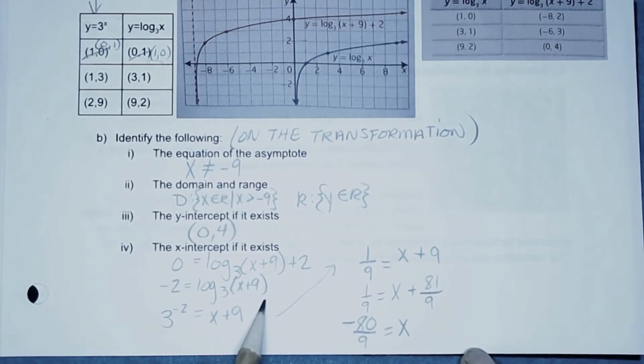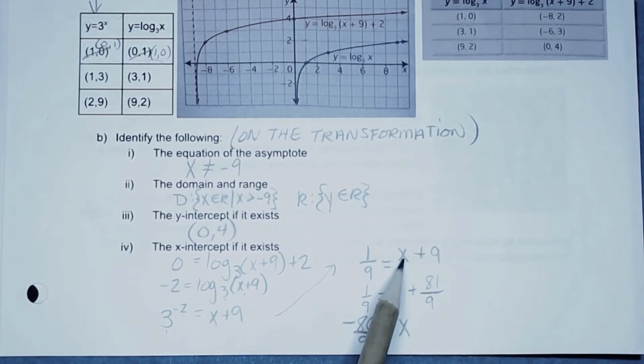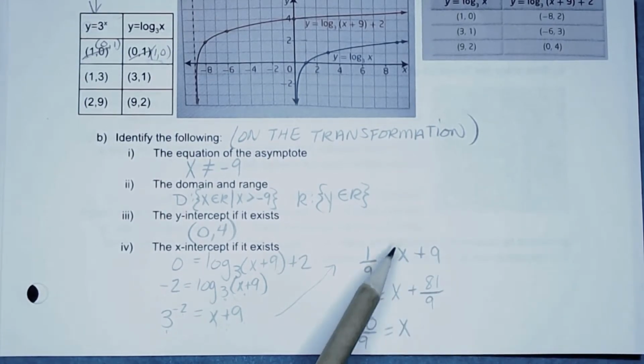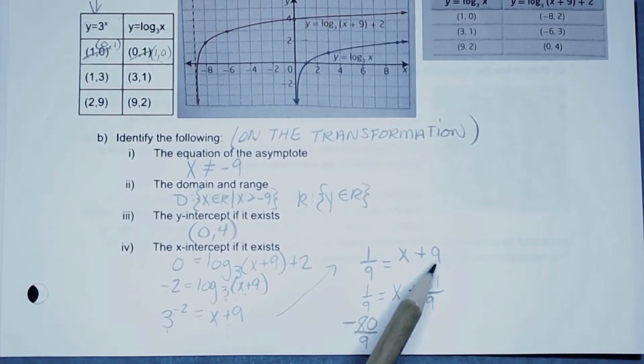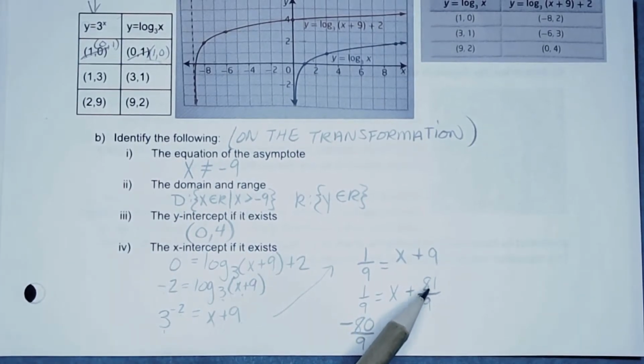Now treat this as brackets. This is your answer. This is your base. This is your exponent. Base, exponent, answer. Now we have 3 to the power of negative 2 is equal to x plus 9. 3 to the power of negative 2 gives us 1 over 9 equals x plus 9. And then I would convert this into a fraction just to deal with it more simply. Remember, 9 whole pies would be 81 pieces of pie.